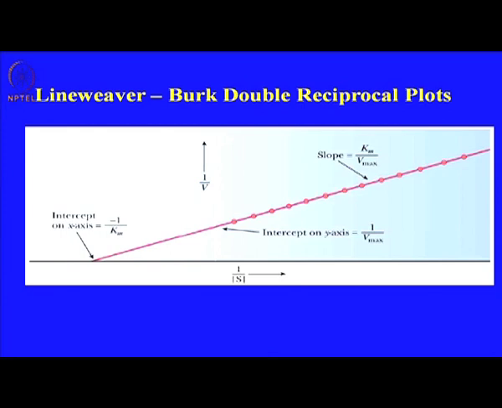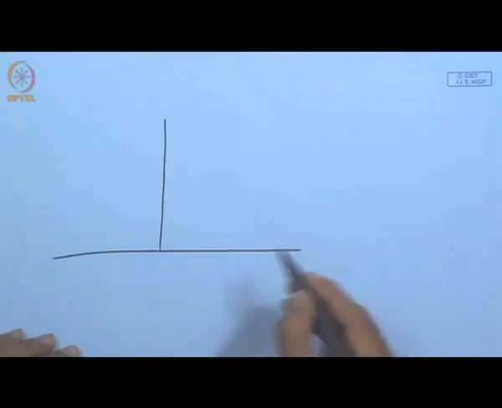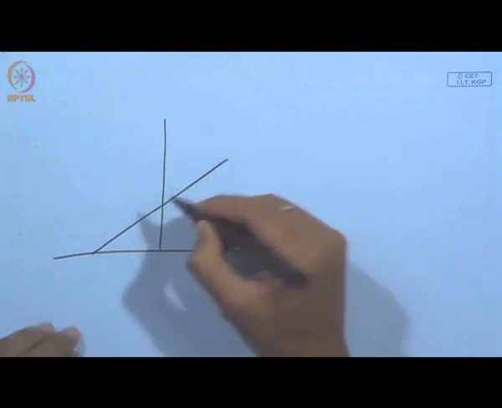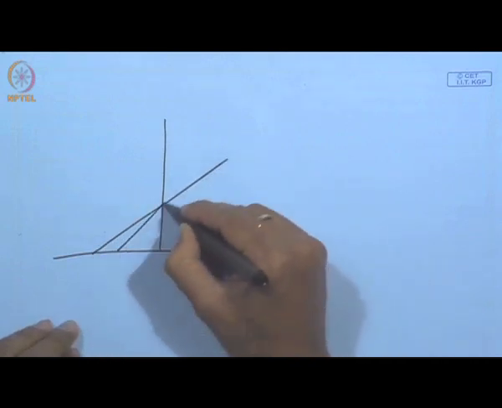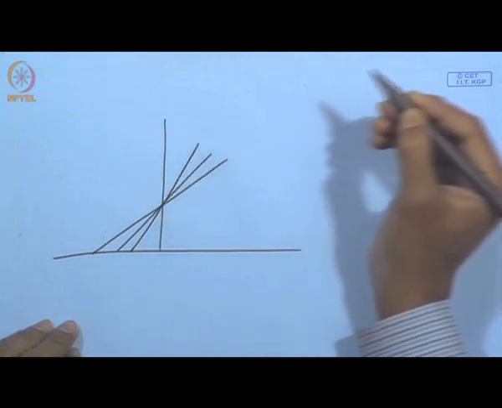And the negative intercept, the cutting point on the x axis, the 1 by S axis, will be here. So, this is one point. Also suppose we have the same situation like this. Let us have this plot, maybe another plot, maybe another plot like this.